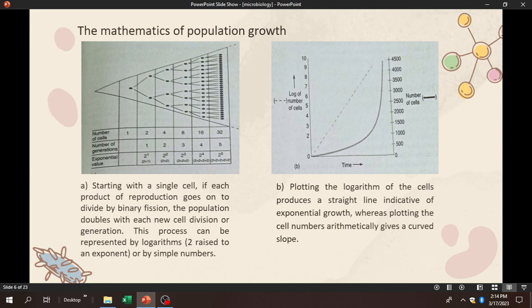Figure 7.14 shows the mathematics of population growth. The first graph starts with a single cell, where each product of reproduction goes on to divide by binary fission. The population doubles with each new cell division or generation. This process can be represented by logarithms, or 2 raised to an exponent, or by simple numbers. The second graph shows that plotting the logarithm of the cells produces a straight line indicative of exponential growth, whereas plotting the cell numbers arithmetically gives a curved slope.